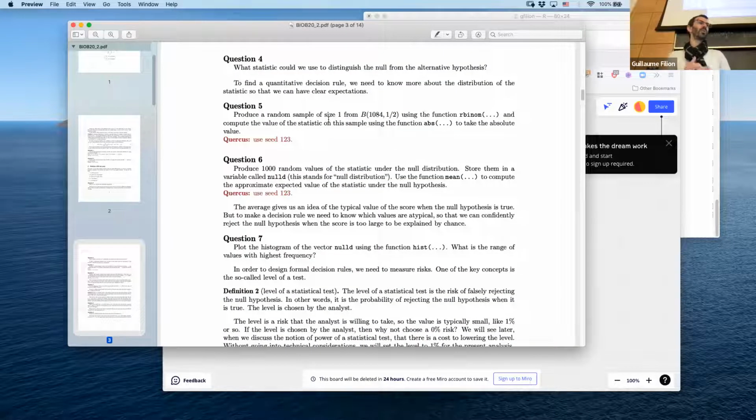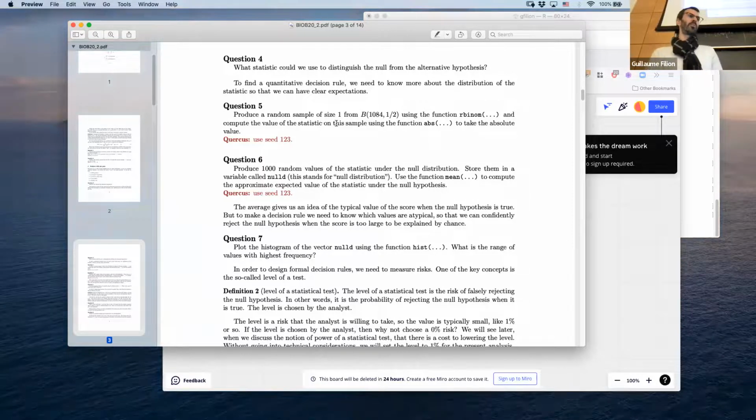Produce a random sample of size 1 from the null distribution here using the function binomial, and compute the value of the statistic on this sample using the function abs to take the absolute value.